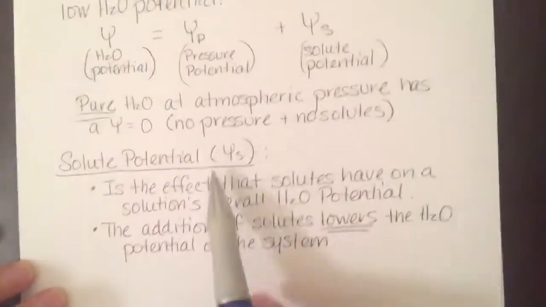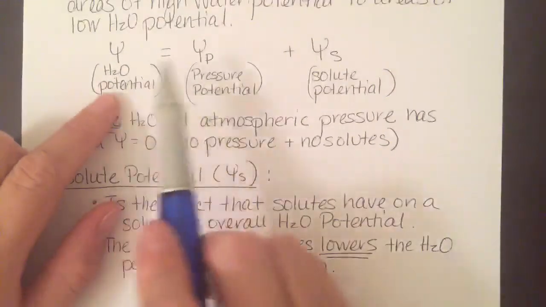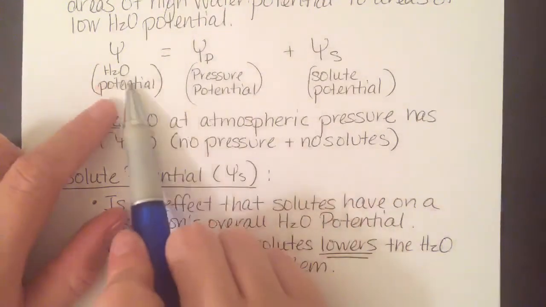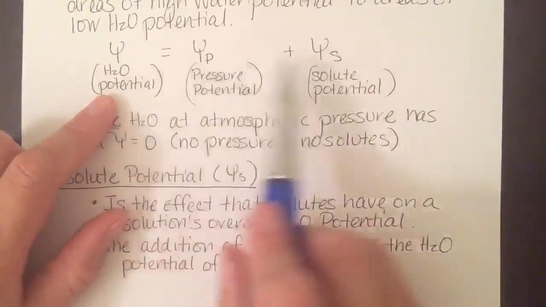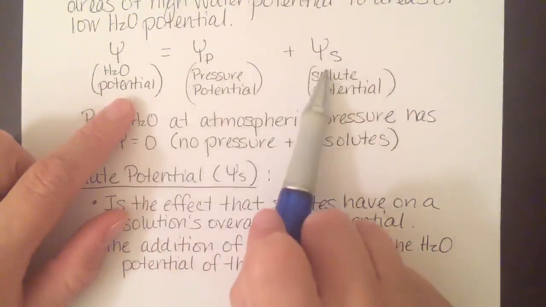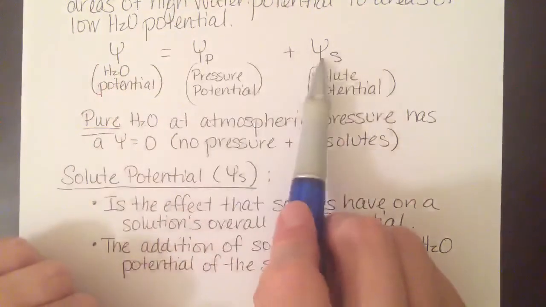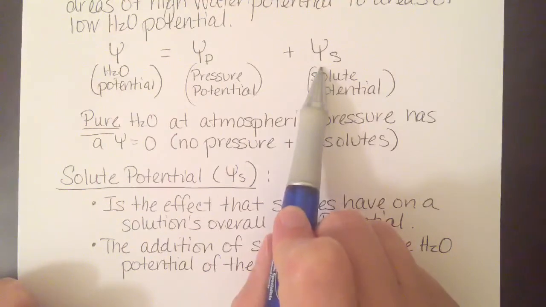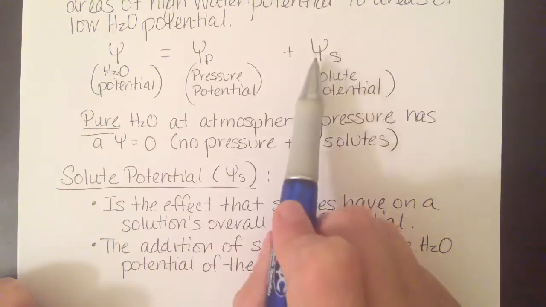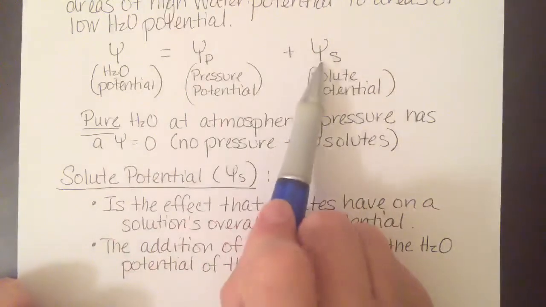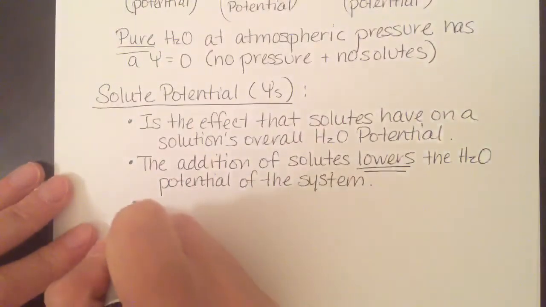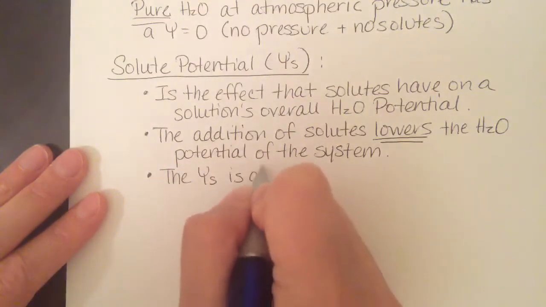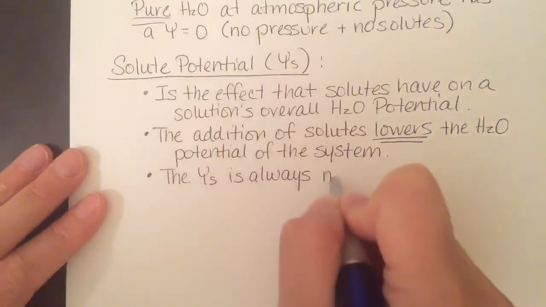All right, so let's look at this mathematically. So if water potential is pressure potential plus the solute potential, and solutes always lower the potential for water to move because they lower the concentration of water, then what kind of number mathematically does this solute potential need to be? A positive or a negative number? So mathematically, to lower this would have to be a negative number. So let's add that to our notes. So the solute potential is always negative.